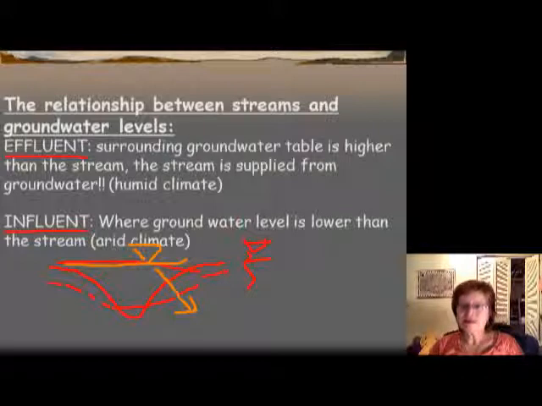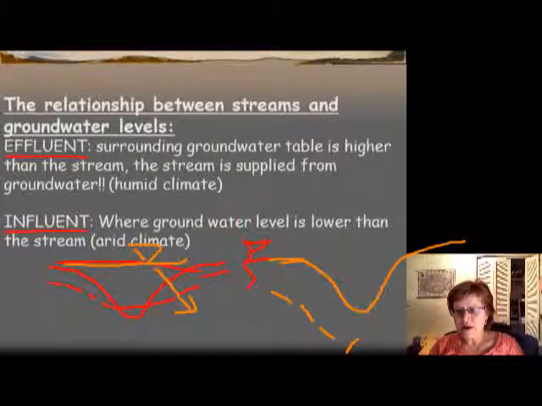Now, on the other hand, when the stream is influent, same situation. However, because the climate is arid in this case, the groundwater table is much lower, but below the stream it's higher than anywhere else. So basically the stream feeds the groundwater table.